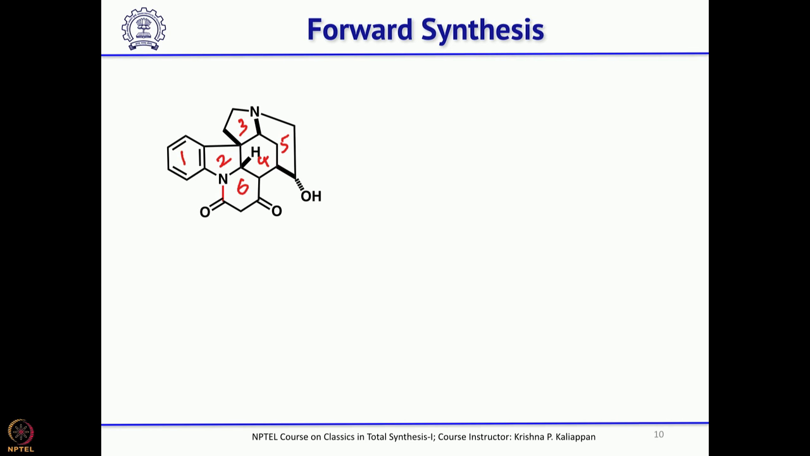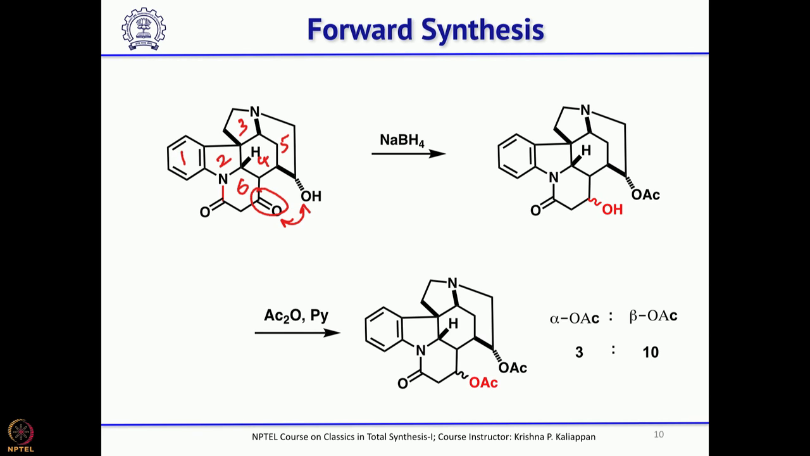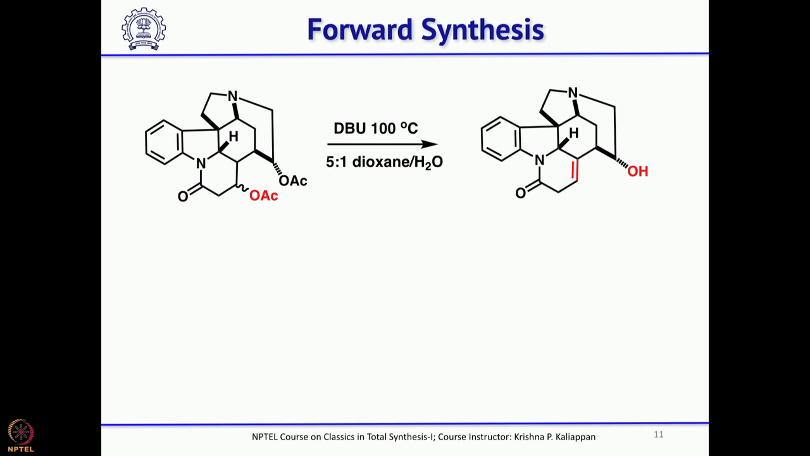What is missing? You have to connect the 7th ring, that is a 7-membered ring. How do you do it? You reduce the ketone to alcohol, basically you have to introduce a double bond. Now you treat with acetic anhydride, you get a beta alpha acetate, does not matter. Then you treat with DBU, and you get this intermediate. If you look at other syntheses, you would have seen this intermediate.